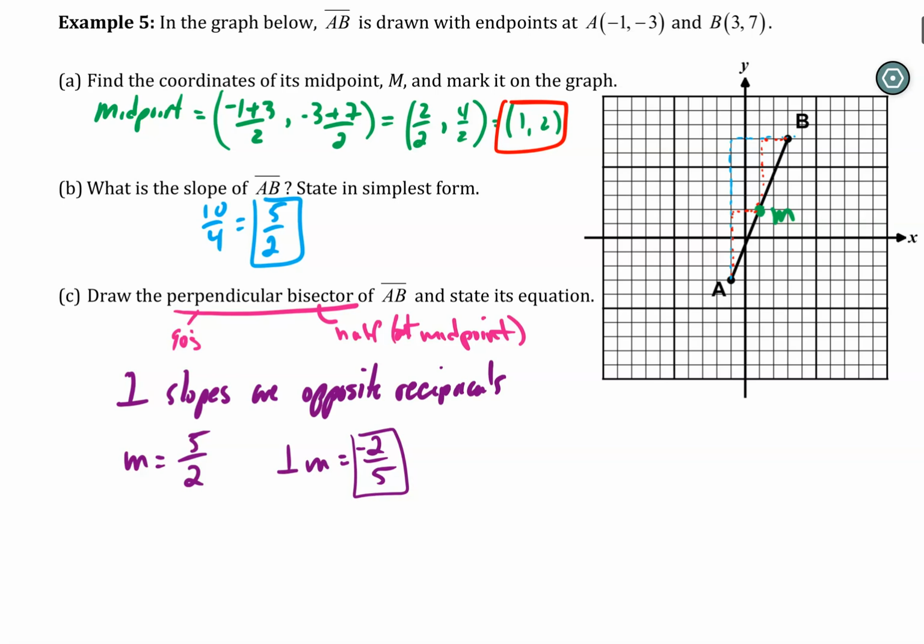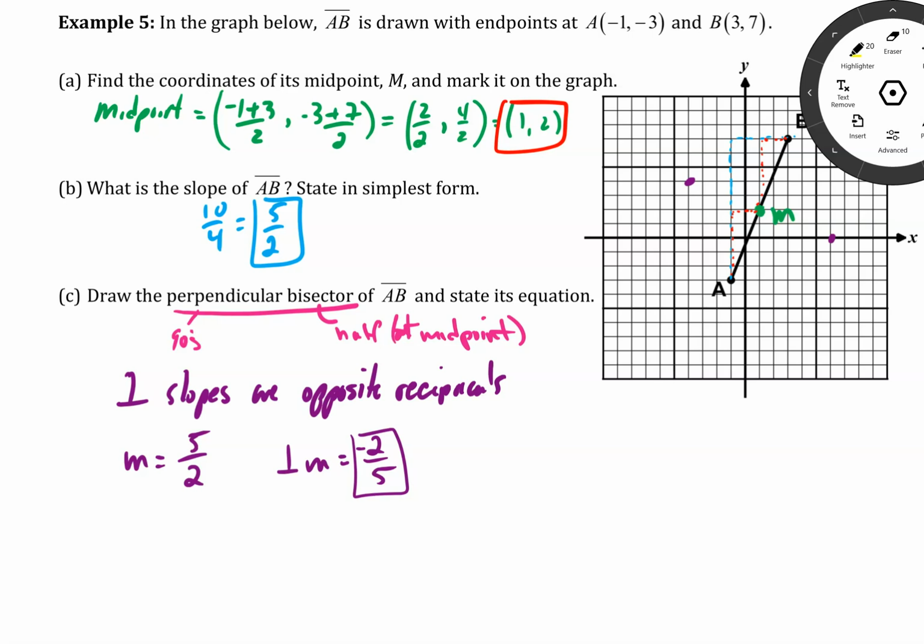I can now go down 2, right 5, 1, 2, 3, 4, 5, put a point. I always like to do at least 3 points to make sure I didn't make any mistakes. So if I do the same thing in the other direction, up 2, left 5, 1, 2, 3, 4, 5, right? That gives me a line there, right?